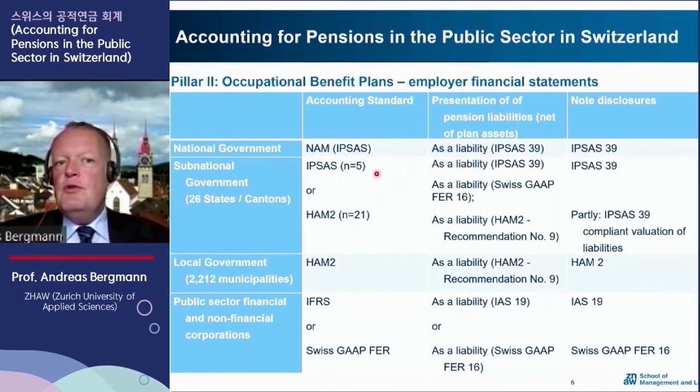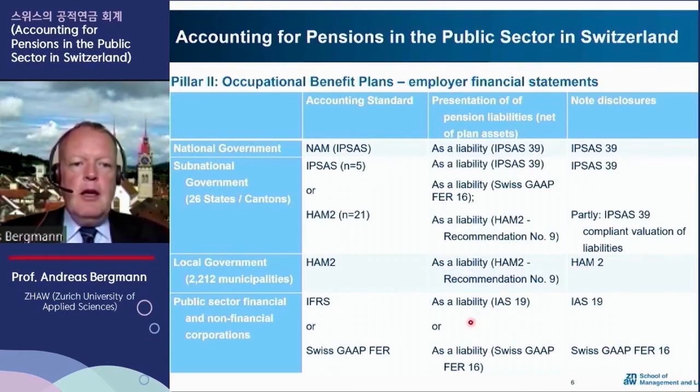For the subnational governments, we do have some large subnational governments like the states of Zurich, of Geneva, of Basel, which are also applying IPSAS, so their accounting for their pension plans is exactly the same as the one for the federal government. And then we have some states which are actually using the private sector standard for their liability, or the small states and also the local governments are using Recommendation 9, which is a simplified version of IPSAS 39. So generally speaking, they also recognize a liability. However, the calculation of that liability might be simplified, and in particular, the note disclosures are much simplified in the local governments.